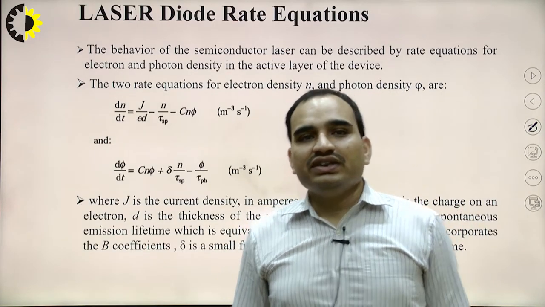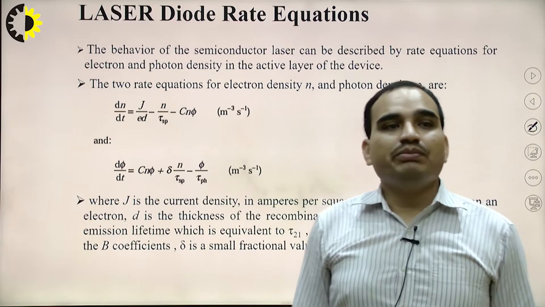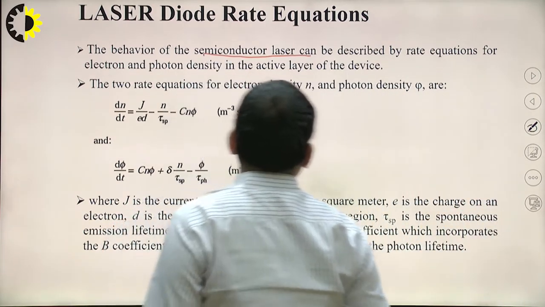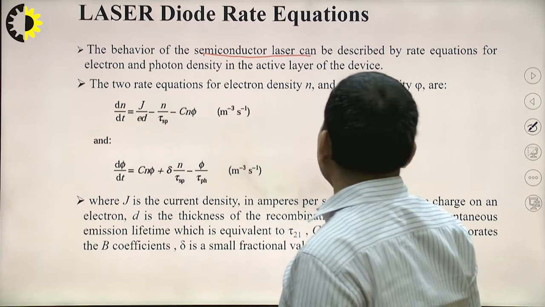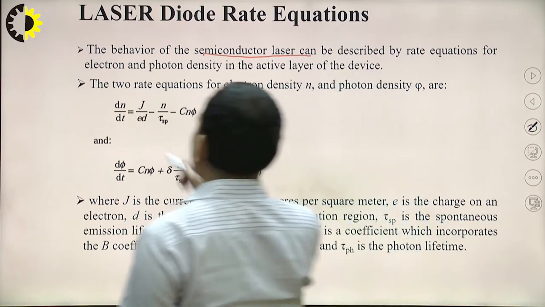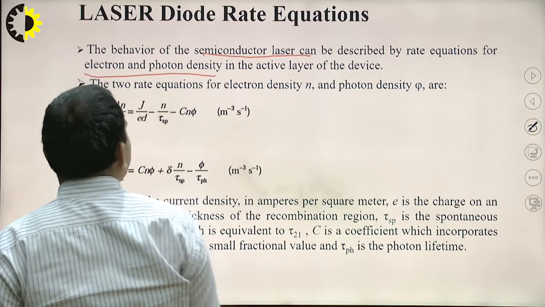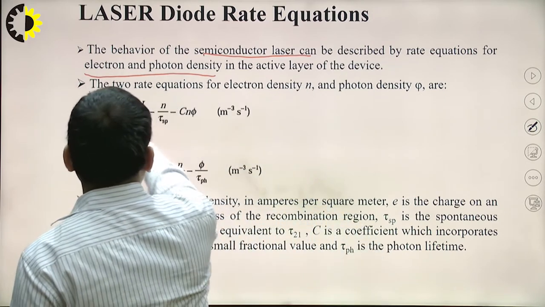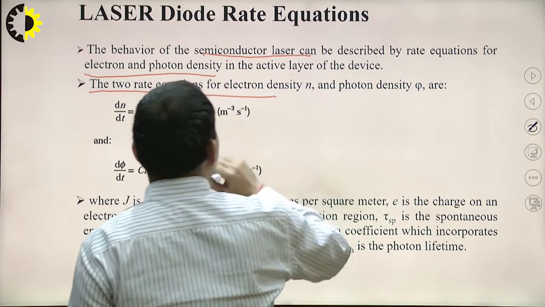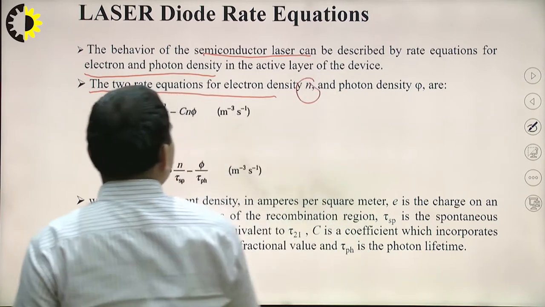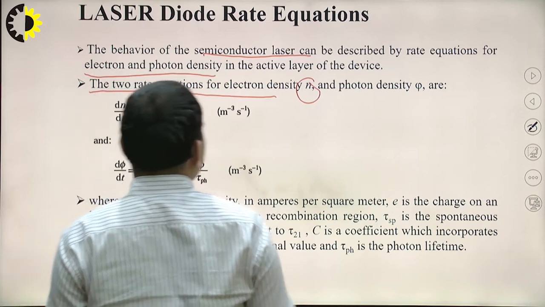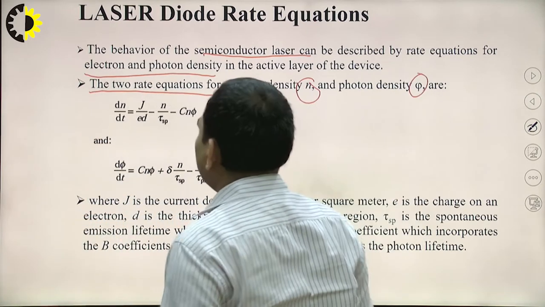So, laser diode rate equation. We are going to start with the behavior of the semiconductor laser that can be described by the rate equations for the electrons and the photon density in the active layer of the device. So, the two rate equations: the electron density is given by small n, and the photon density is represented by phi.